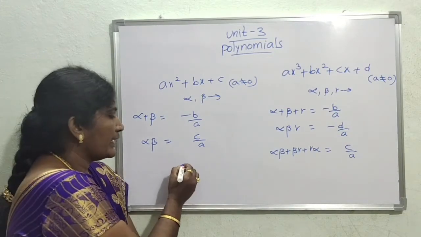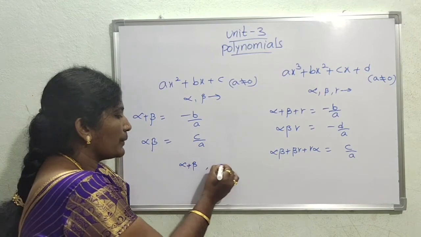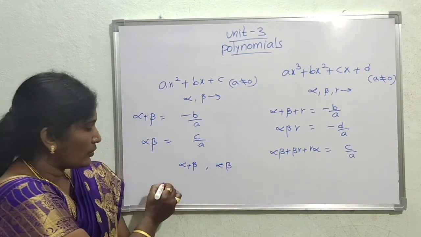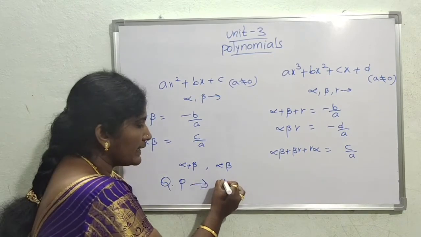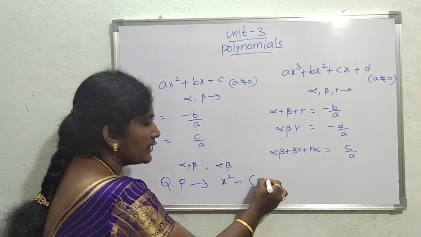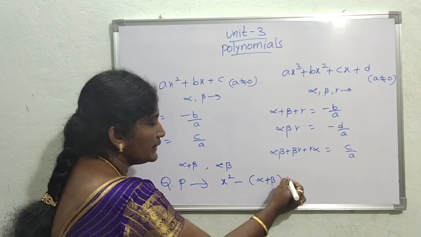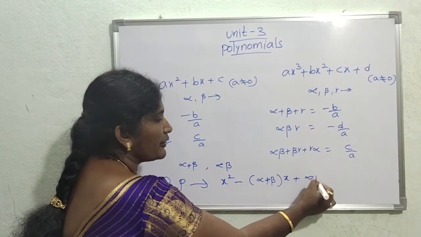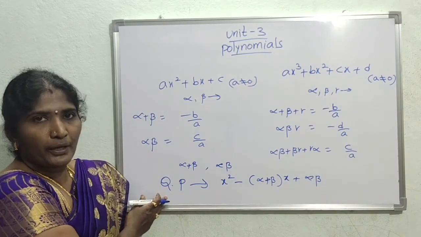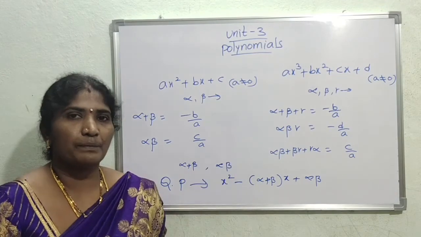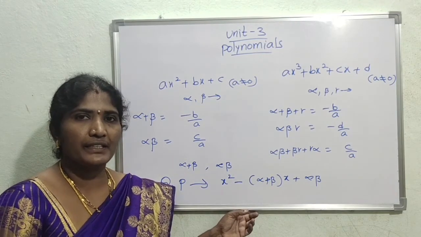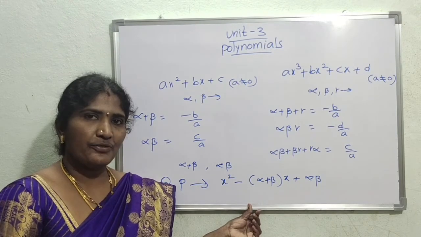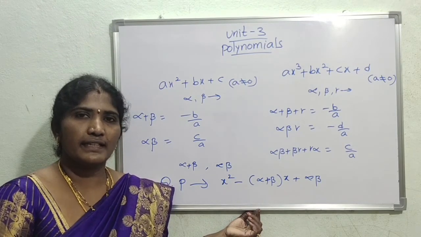And one more: if they gave the sum of zeros and the product of zeros, how to frame a quadratic polynomial. By using sum and product, we can write x square minus alpha plus beta into x plus alpha beta as the quadratic polynomial. The main thing in this chapter is graphs. Okay students, these are the main basics we can use in polynomials. In the next video, we can solve exercises.